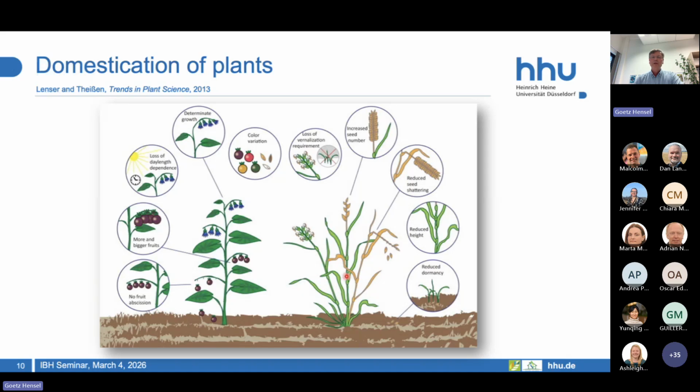And if you look at what traits these ancient farmers were looking at, these are summarized here on this slide. There are things which are, of course, very common, like increased seed number and reduced seed shattering, as you know if you look into the wild species.